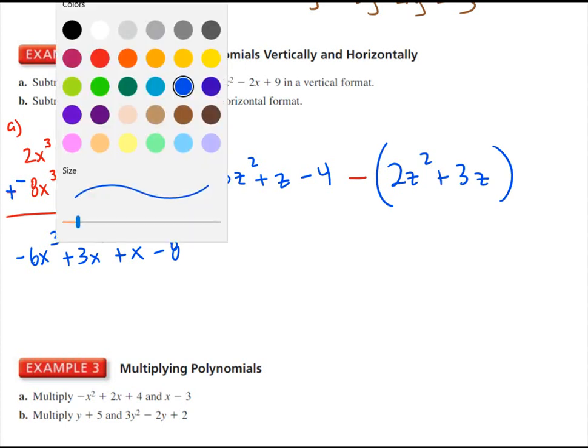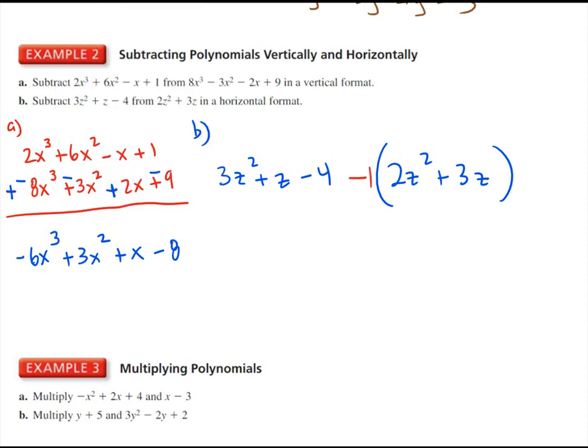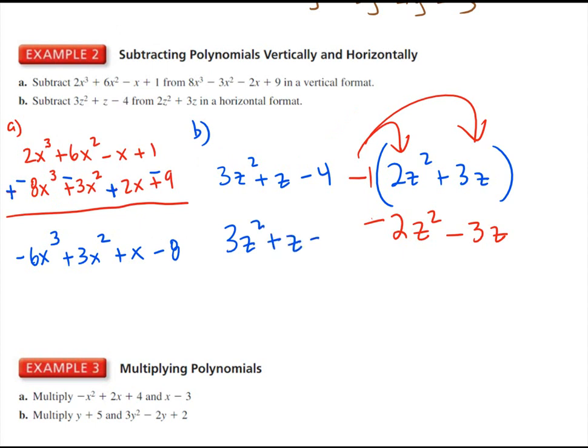If we distribute it, think of it as a negative 1. That'll make that a negative 2z squared minus 3z. So you notice they become the opposite. When we distribute this negative 1, it's like over here on the left when we did it vertically, when you add the opposite. Okay, so then we combine like terms now. So you can bring this one down. These don't change at all, the polynomial on the left.